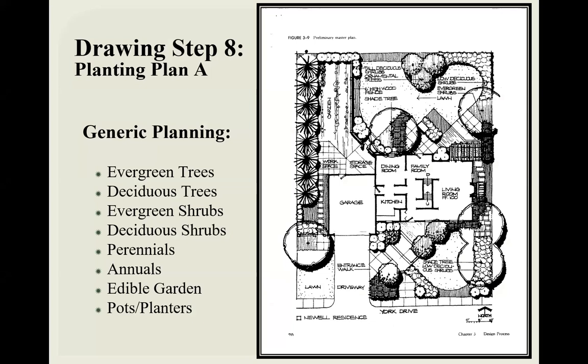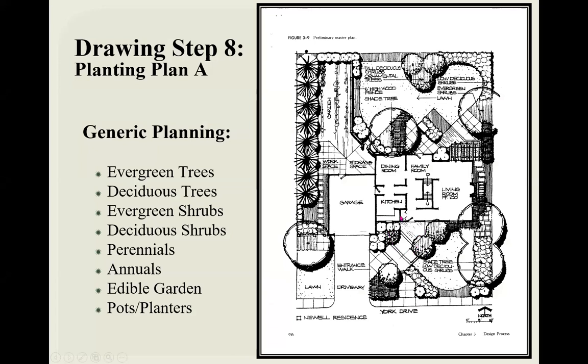And this is the first part of the planting plan. This is your generic planting. This is where you're going to put the types of trees, the types of shrubs, the types of perennials. Maybe not the specific number and the names, but the masses of plants and the types of plants and how they relate to each other. This is a step in the process which moves you from the bubble diagram through the site analysis, and now you are able to incorporate the permanent plantings that you have along with the changes you want to do.